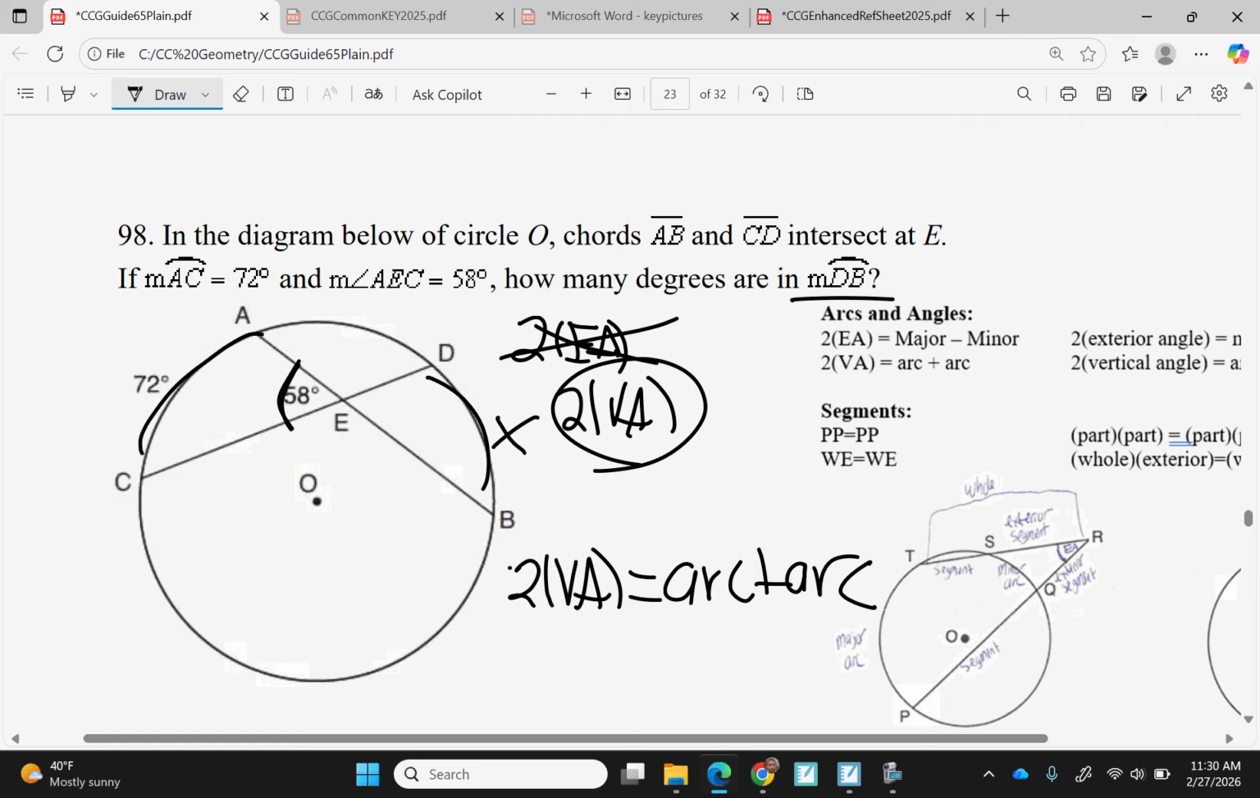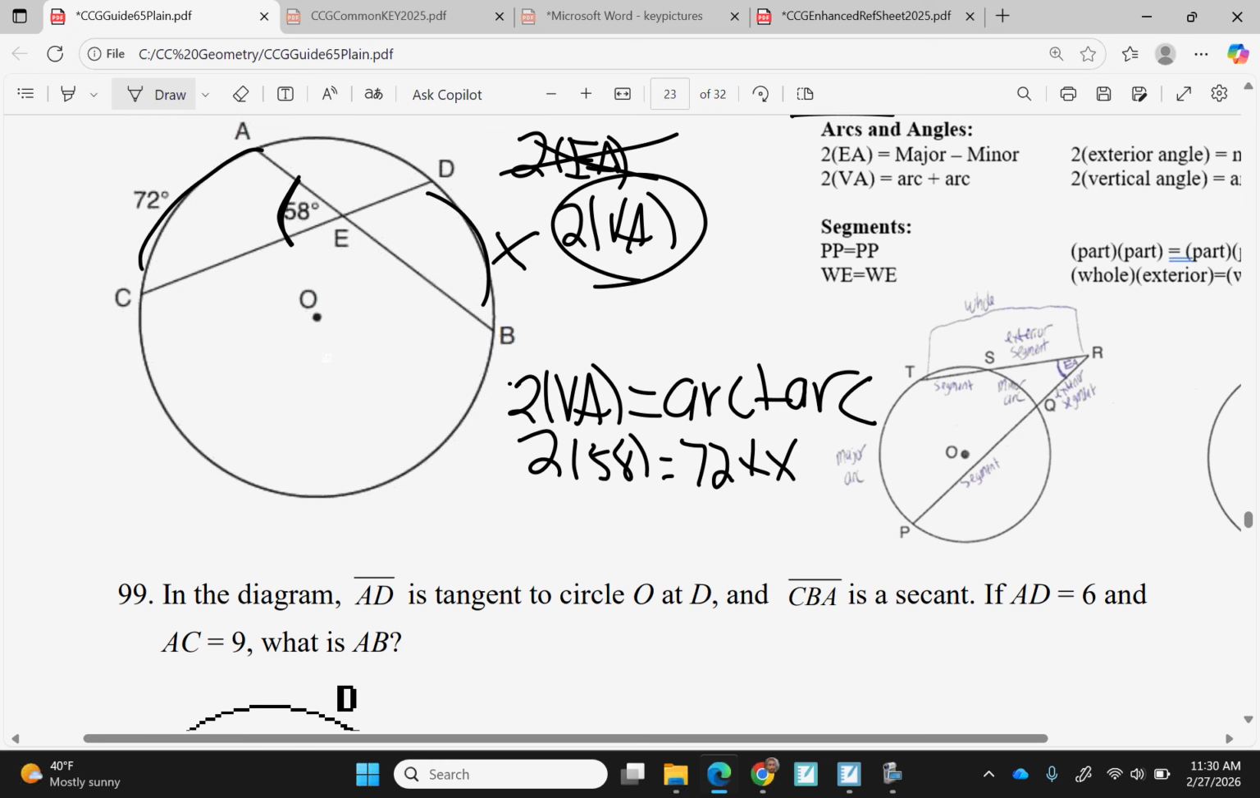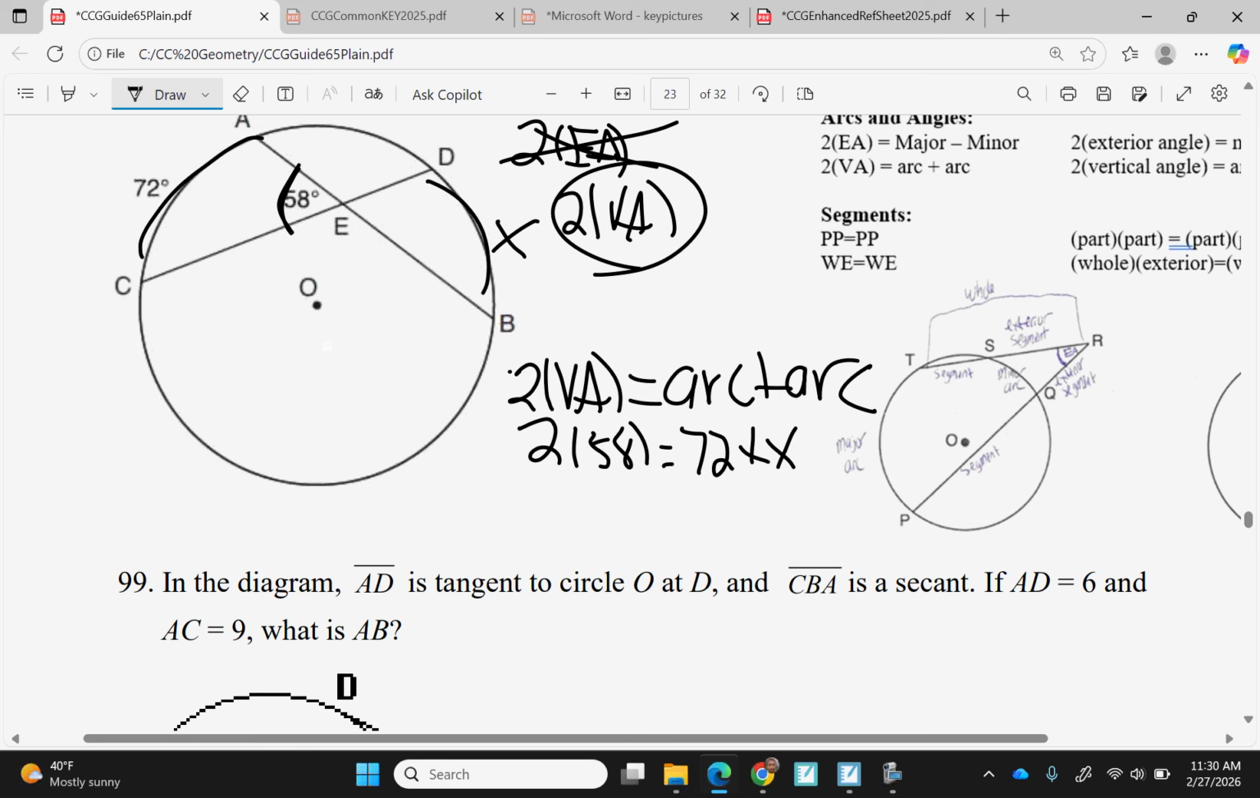This is a vertical angle. So it's 2 times 58 equals arc plus arc, 72 plus X. From there, either do the algebra or use the equation solver. It's 116 equals 72 plus X. And I get my answer.